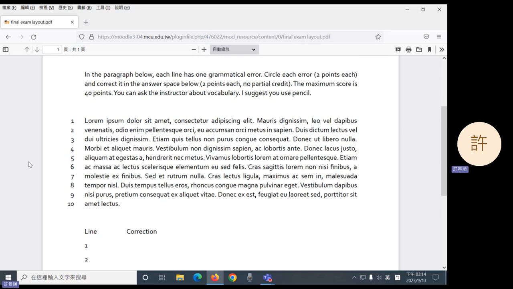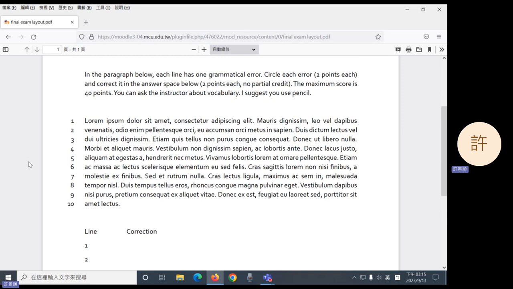You need to circle the mistake for 2 points each, and then write the correct version in the space below for another 2 points. You have to get the correction exactly right. Otherwise, it's no points. And then, so 10 questions, 2 per mistake, 2 per correction, that's 40 points, which is your final exam grade.